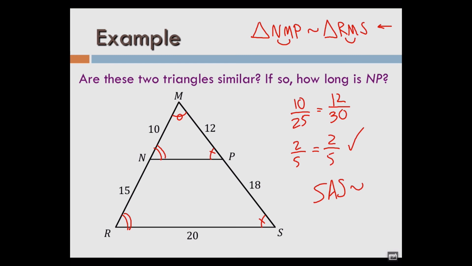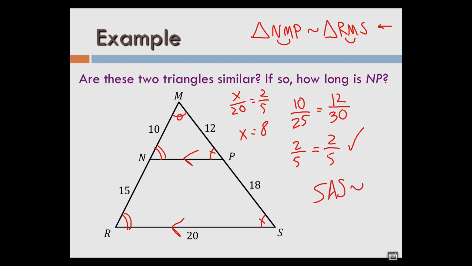X over 20 is equal to 2 over 5. Well done. I think I did that right, didn't I? Yeah, good. And one last thing, what else do you know about NP and RS? Wouldn't they be parallel? Beautiful, they're parallel. Why? Because the angles are congruent. What kind of angles are those? Corresponding. Good.